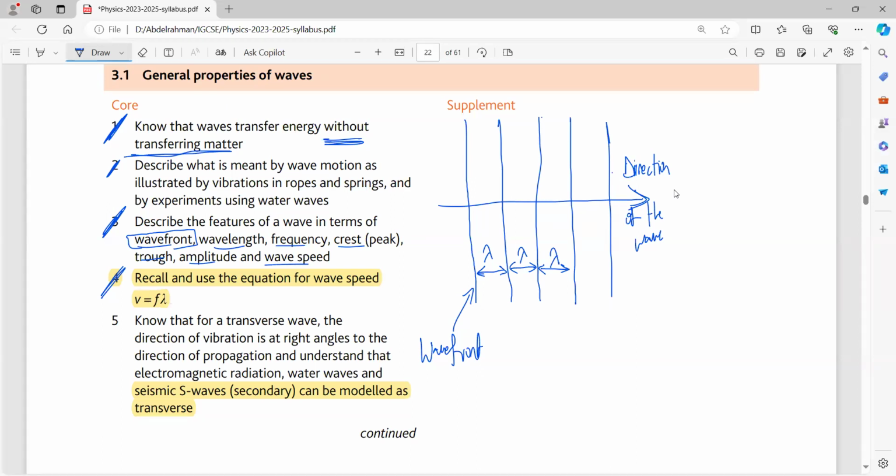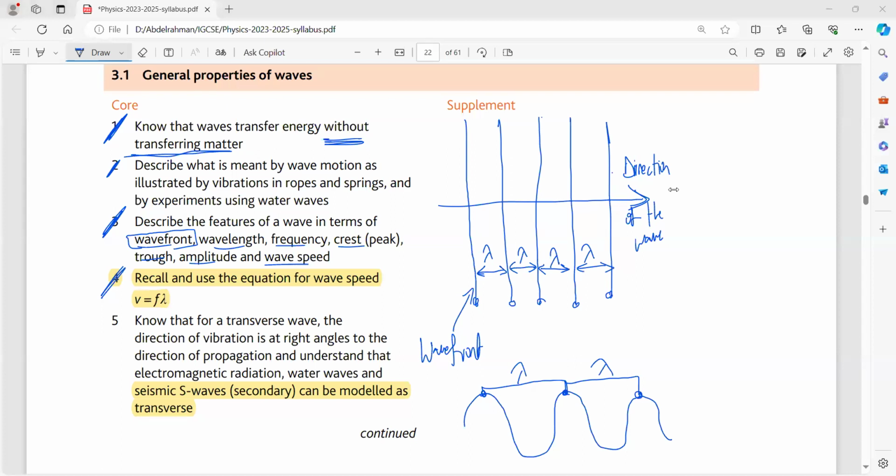These perpendicular lines that I've drawn are called the wave fronts. Each of these wave fronts represents a crest. What is a crest? This is a wave, this is another wave, this is a different wave. So each of these crests is a wave front. The distance between this crest and this crest is the wavelength. The same applies to the distance between these wave fronts: it is the wavelength.